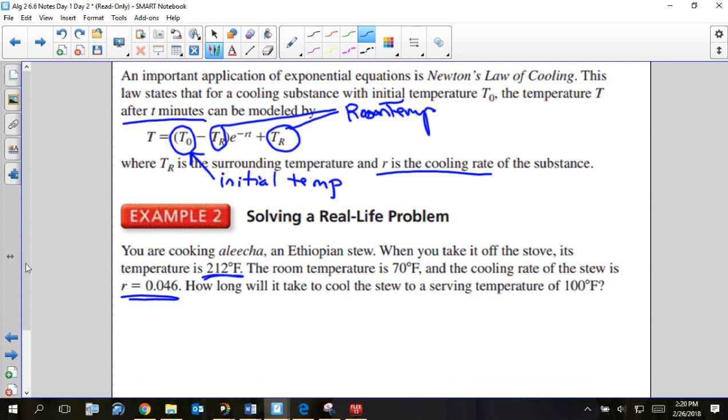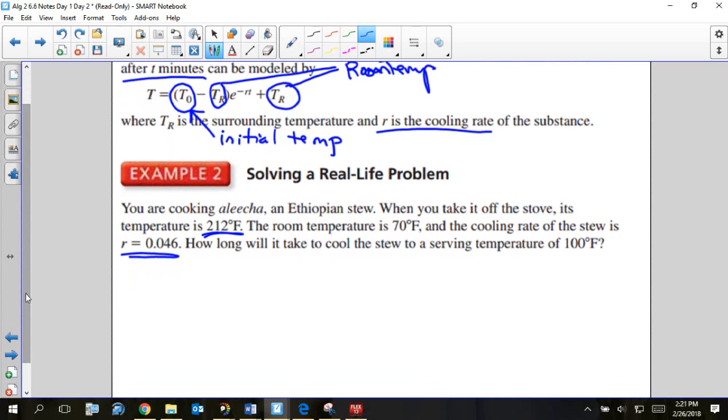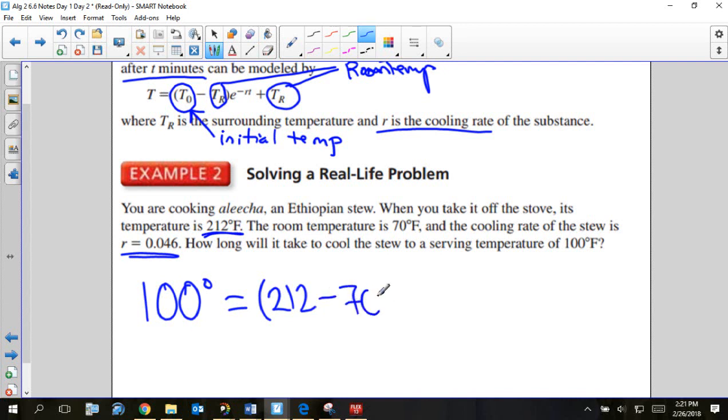Alicia? Yeah. You want to serve the stew at 100 degrees Fahrenheit. So that's going to be the temperature we want it to be. It starts at initial temperature of 212, and we subtract off the room temperature of 70. Multiply that by e to the negative, and then we do our rate, which they gave you, 0.046, multiplied by time, but that's what I'm trying to solve for. I don't know time. And then plus room temperature.